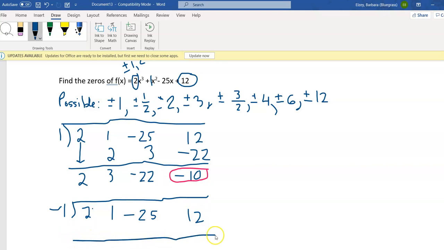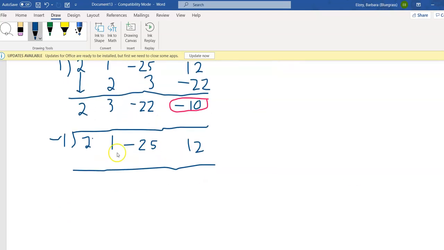So, doing synthetic division again with -1 out front. Bring down our 2. -1 times 2 is -2. Add, and it's -1. Now let's multiply and add. -1 times -1 is +1. Add the column, -24.